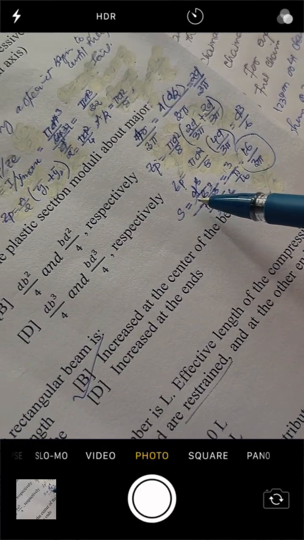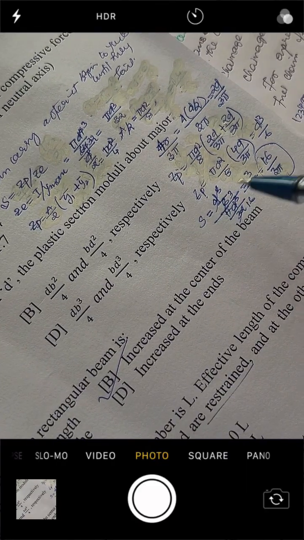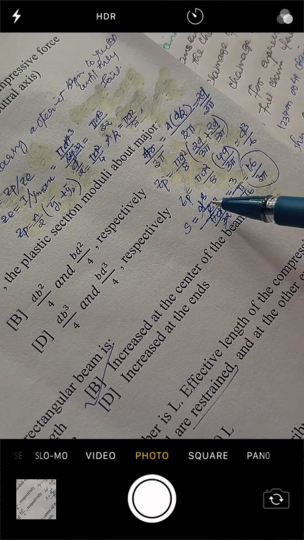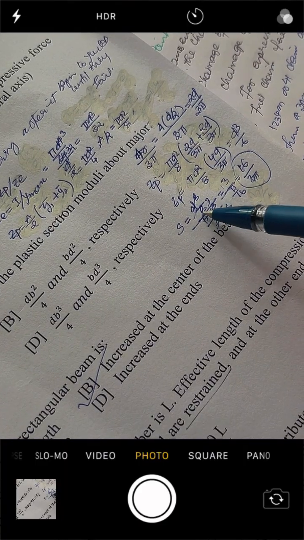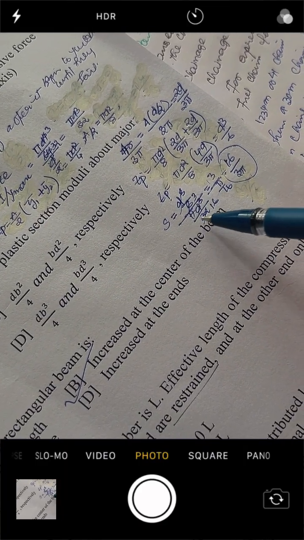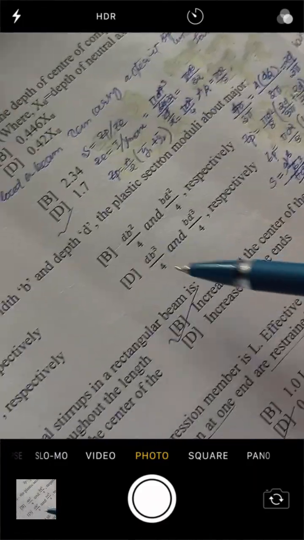Now S is equal to ZP by ZE. The value of ZP is d cubed by 6, and the value of ZE is pi d cubed by 32. After solving this, we'll get 16 divided by 3 pi. When we put this in a calculator, then you'll get 1.7.